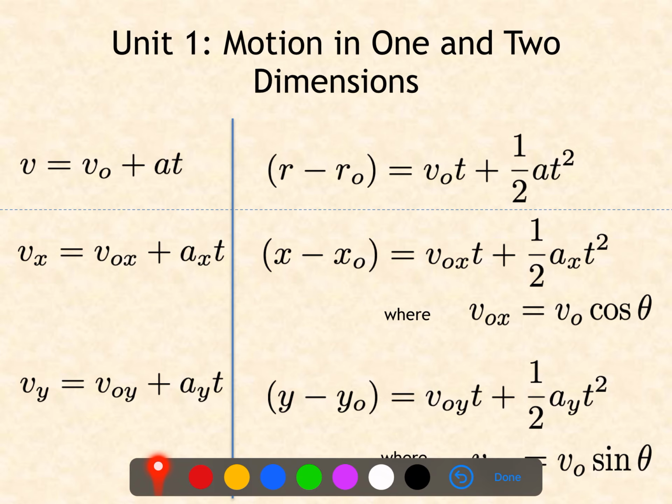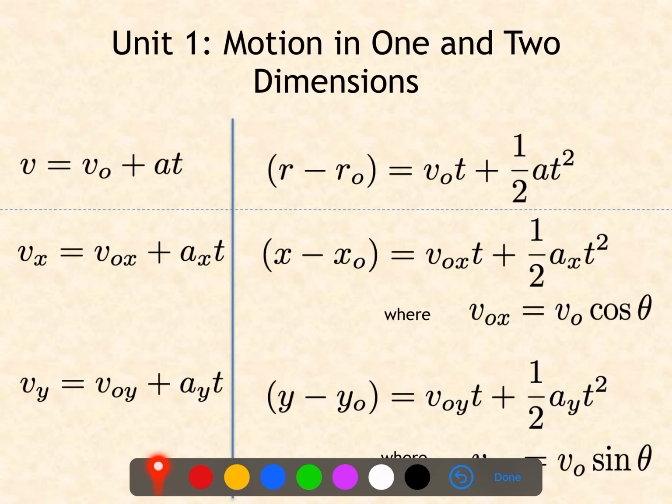Okay, so what we have so far are basically everything below the dotted line is what we tend to use in 1- and 2-dimensional motion. We've got an equation that describes the velocity in the horizontal direction as a function of time, and an equation that describes the velocity in the vertical direction as a function of time, and the position as it changes as a function of time, both in the x and the y directions.